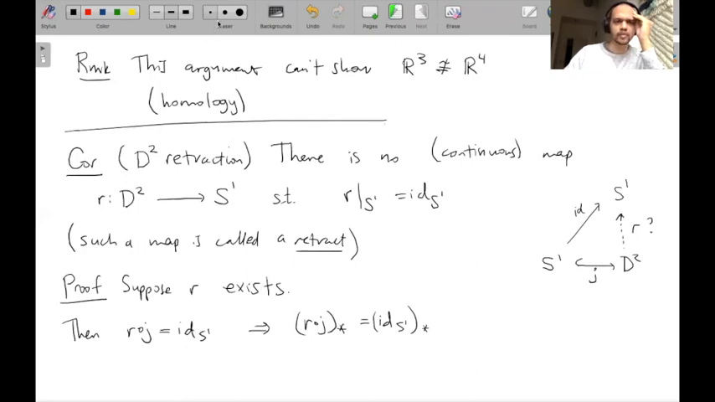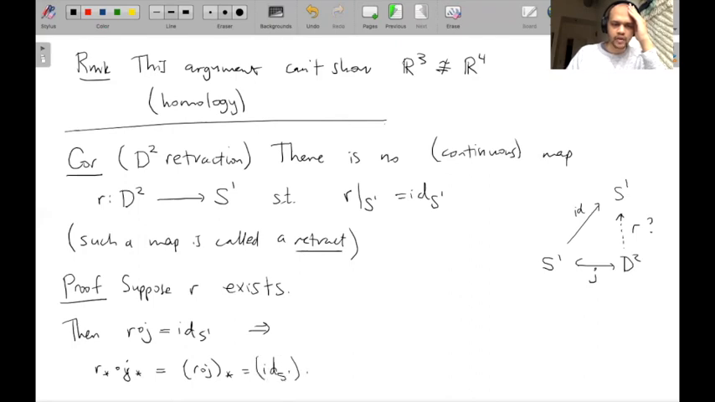Let me rewrite this. This step is just using the functoriality that we mentioned last time. The composition of the induced maps is the induced map of the composition, which is by assumption the induced map of the identity. And we showed last time that the induced map of the identity function is the identity on fundamental groups. Now we're basically done.